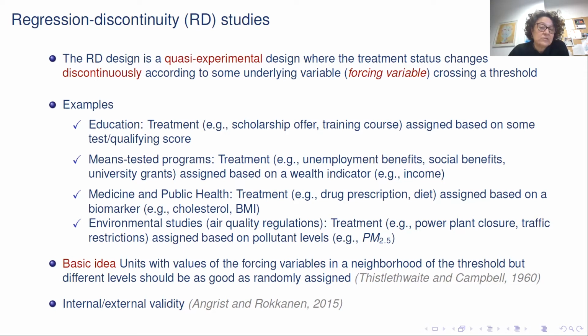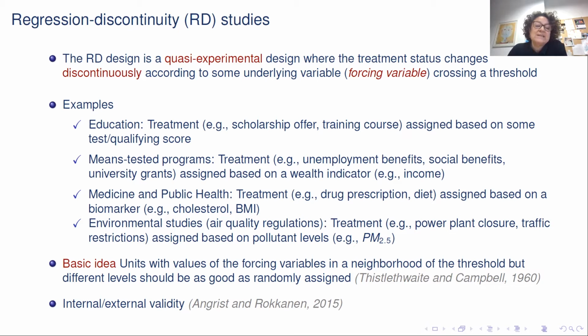For example, in education, oftentimes treatments such as scholarships or training courses are assigned based on a qualifying score or test falls above a pre-specified threshold. The same is true in, for example, medicine or public health, where prescriptions or therapies or drug prescriptions are assigned often based, again, on a biomarker crossing a cutoff point. For example, statins are assigned depending on the cholesterol level, or a diet is suggested based on the value of the body mass index.